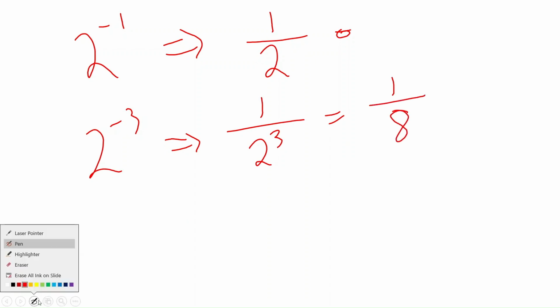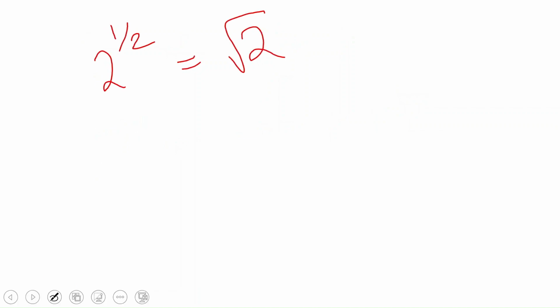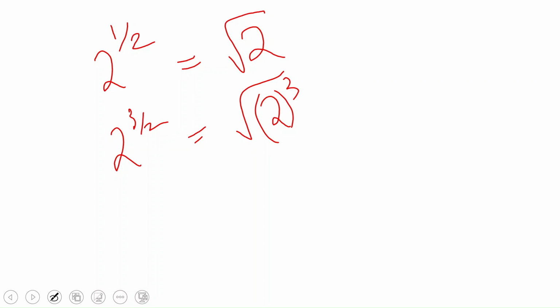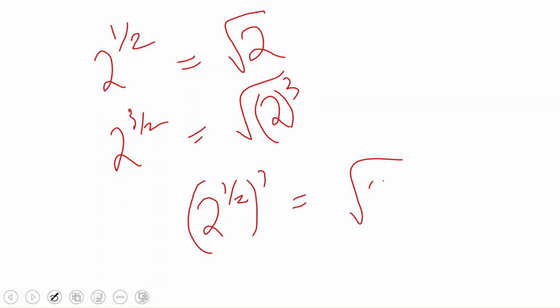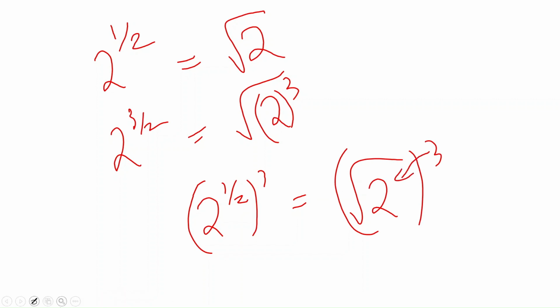Another property is square roots, which is basically fractional indices. So 2 to the power 1 by 2 is nothing but root of 2. 2 to the power 3 by 2 is equal to root of 2 cubed, because 3 is the numerator. You can write 2 to the power 3 by 2 as 2 to the power 1 by 2 whole cubed, which can be written as root of 2 cubed, and this cube can come inside or outside, it's the same thing. That's just one other property of indices, of exponentials.